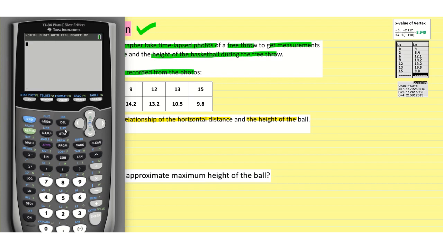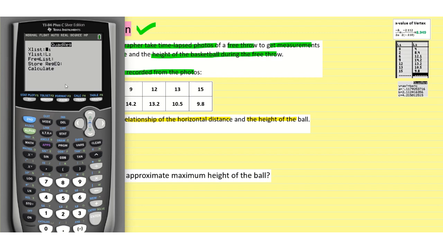Now let's go back to the Stat button, but instead of editing list of data, I now want to right arrow over to the calculate option. It is in the problem it told us it was a quadratic. So we're going to go down to number 5, quadratic regression. So what it means is that we have real life data points. We do not have an equation. So we're going to take our data points and work backwards to find the equation. That's what regression means, to kind of go backwards.